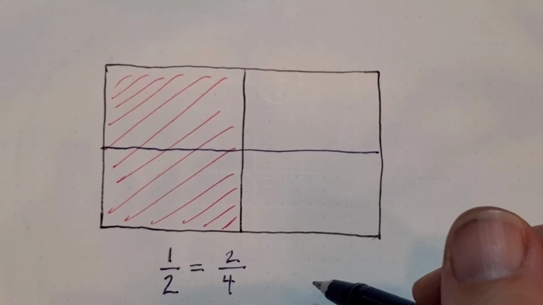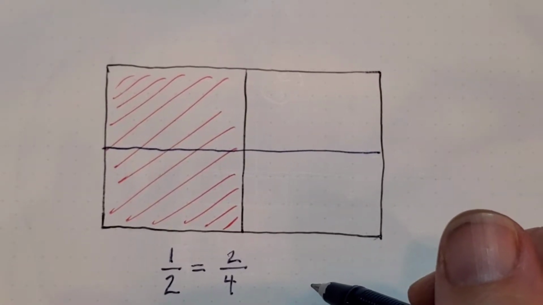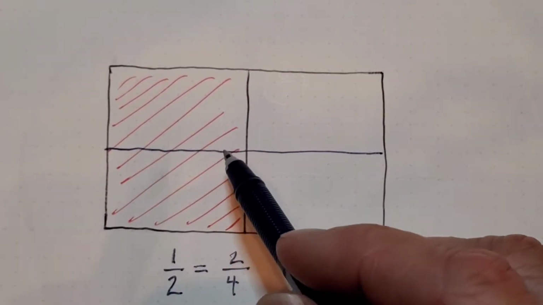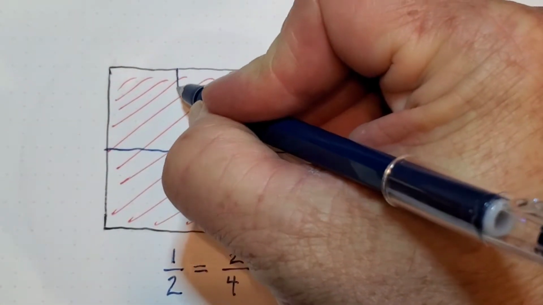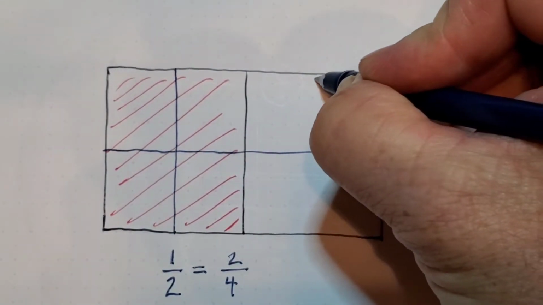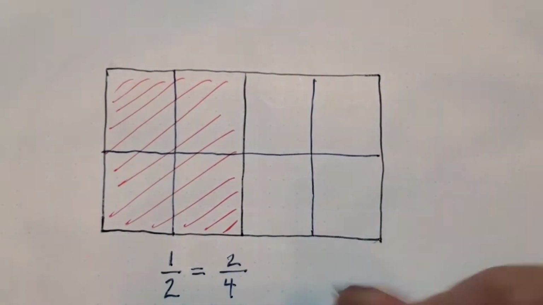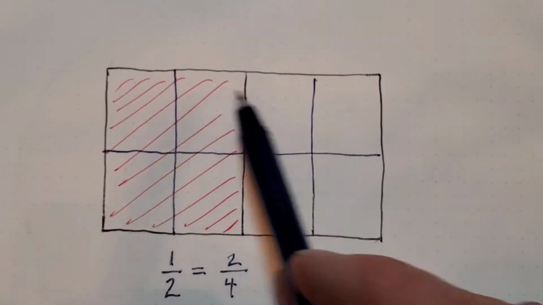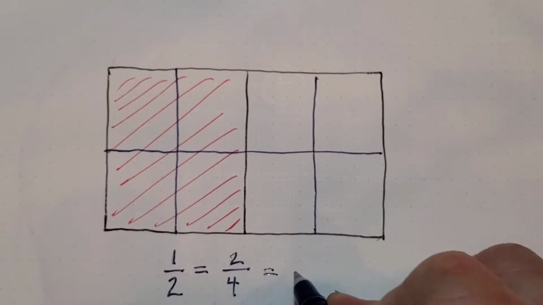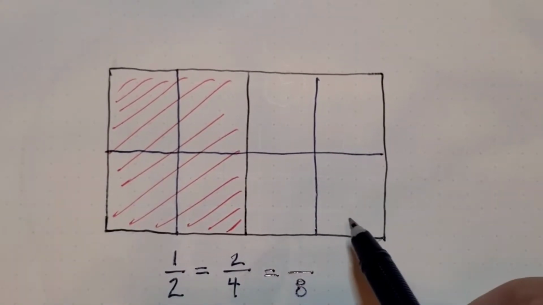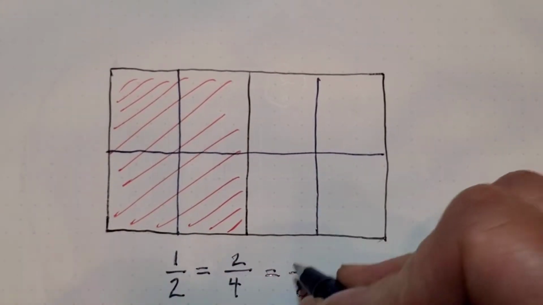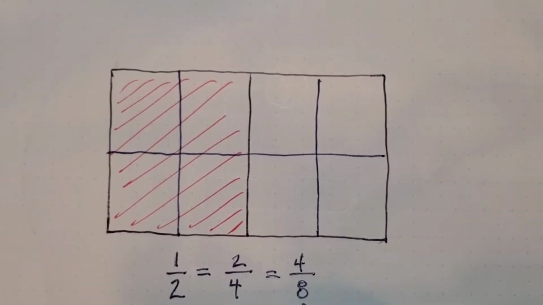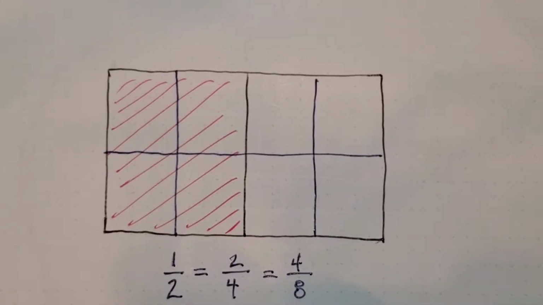Now, I could just keep partitioning like this over and over as long as I maintain the fact that I keep equal sized pieces. For example, I could come right through the middle again, just like this. And now, instead of having four equal sized pieces, I have 8 equal sized pieces. And how many of those equal sized pieces are shaded? 4 of them. That's why 1/2 and 2/4 and 4/8 are called equivalent fractions.